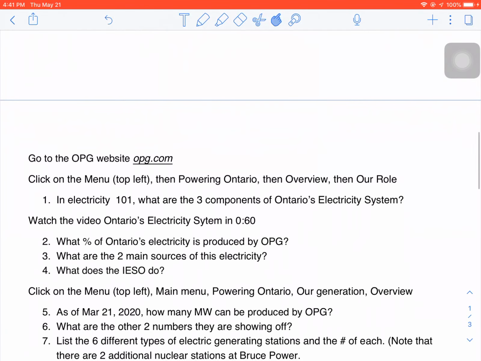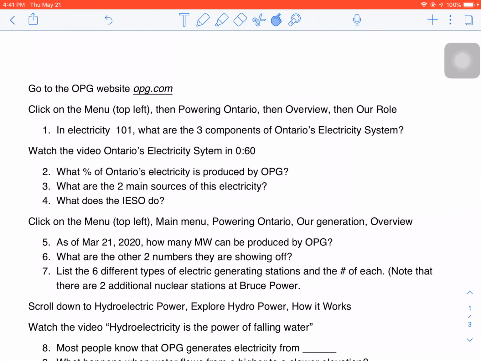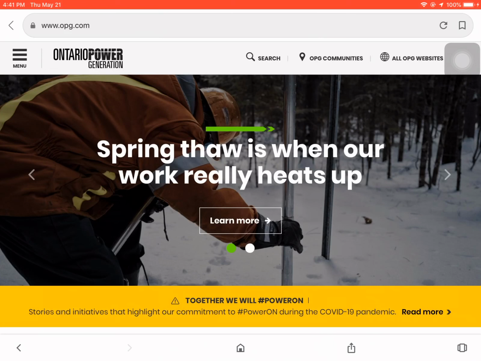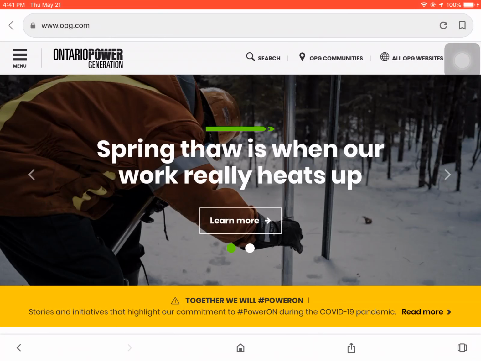Now, if you don't do that, go to the OPG website at opg.com. Most of this assignment kind of revolves around the main menu, the menu button, which you're going to see in a minute here, which is at the top of the OPG website. So hopefully this won't kick me out. Nope. So there's the OPG website. If you go to opg.com, it will bring you to this website.